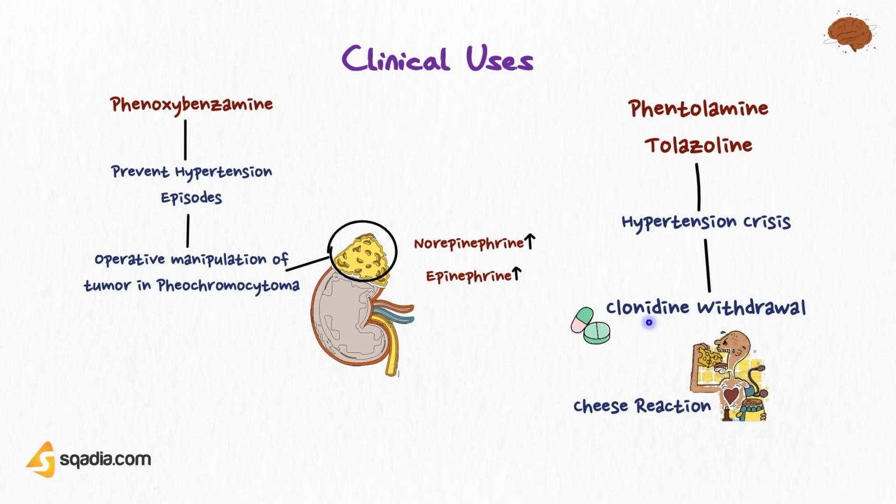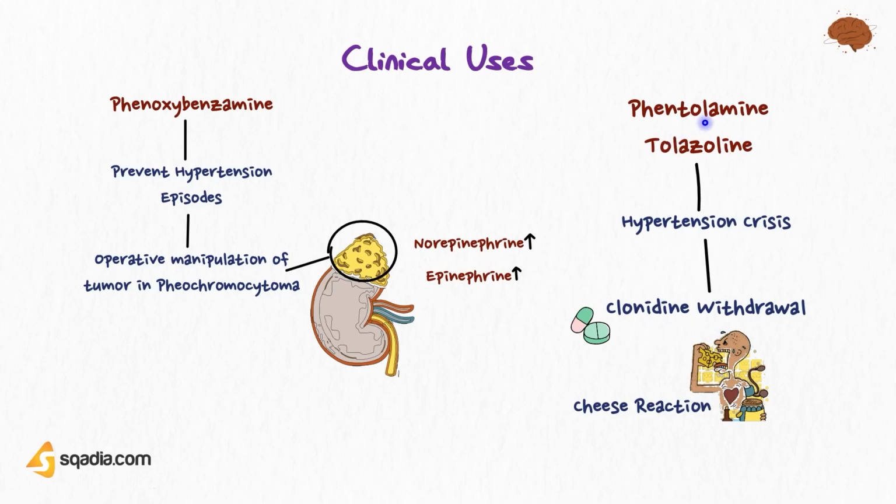Now clonidine is a medication that acts on alpha-2 adrenergic receptor, which leads to a reduction in the blood pressure and other effects. Now when clonidine is abruptly discontinued, which is known as the withdrawal symptoms, it can result in high blood pressure, anxiety, agitation, tremors, rapid heartbeat, sweating and headache, basically alpha-2 adrenergic stimulation effects.